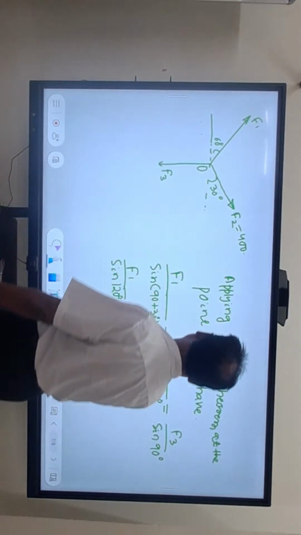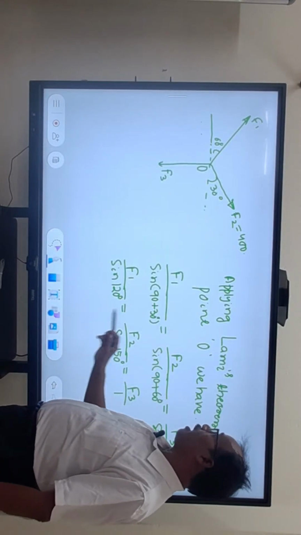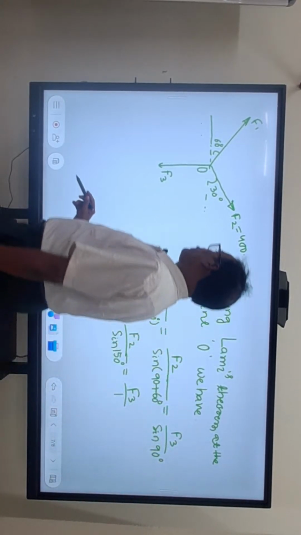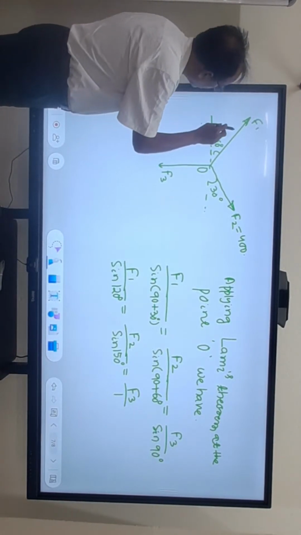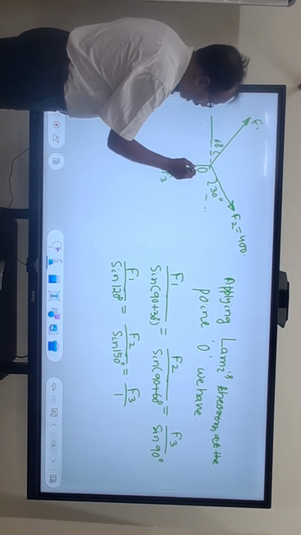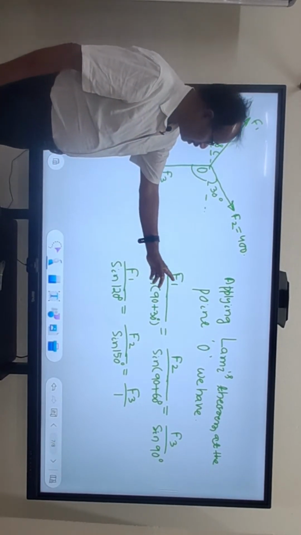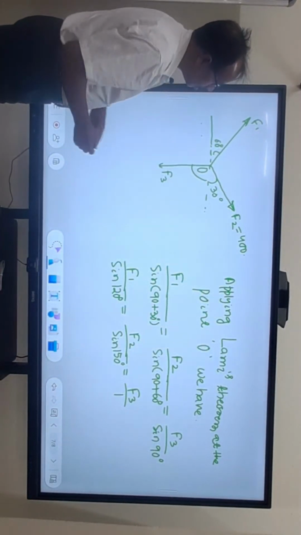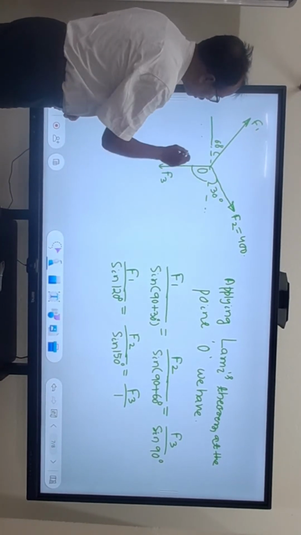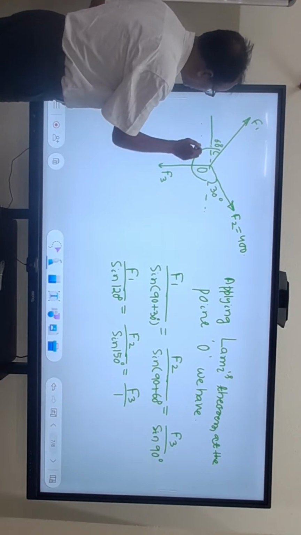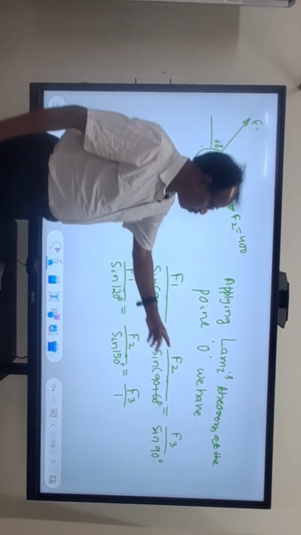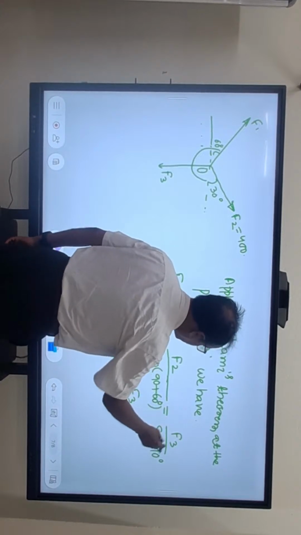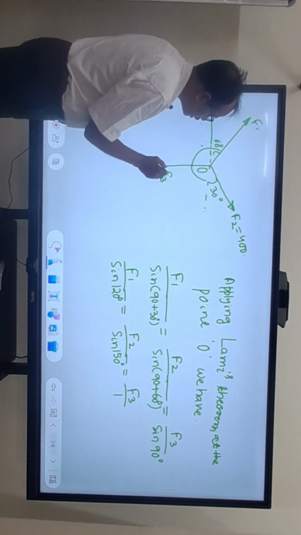Applying Lami's theorem at point O, F1 by the sine of its opposite angle, sine (90 plus 30), then F2 by the sine of its opposite angle, sine (90 plus 60), is equal to F3 by sine 90. Here, this force is F3.